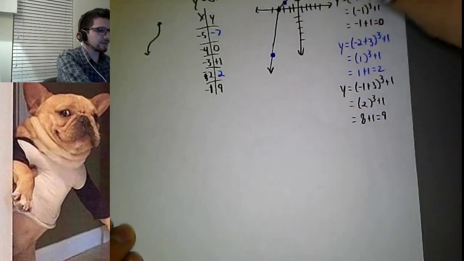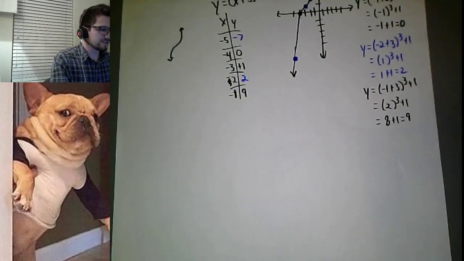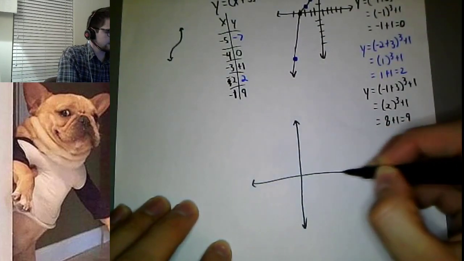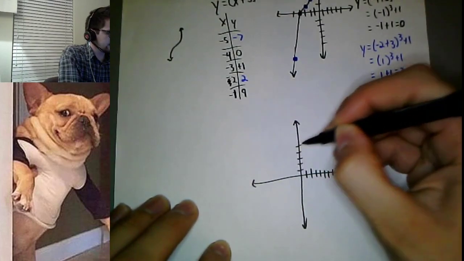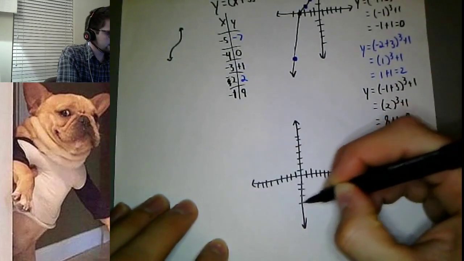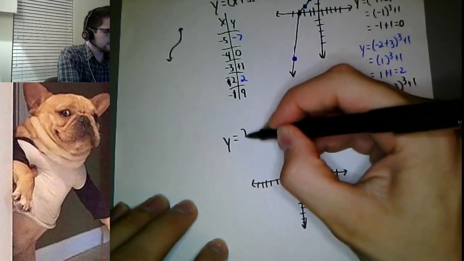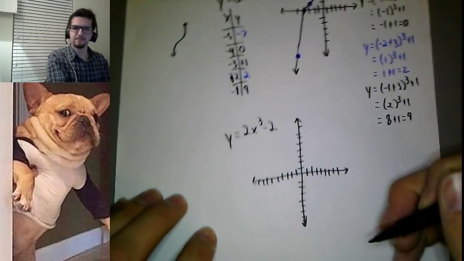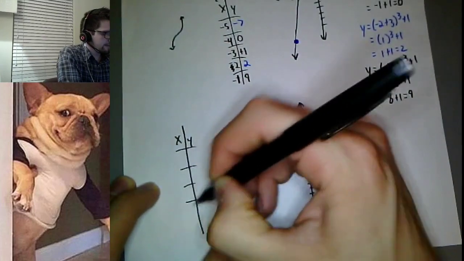This one including one of those awful stretches and shifts. Or, I'm sorry, stretches and compressions. One, two, three, four, five, six, seven, 8. I'm going to make it really big because I'm going to do a really big number. Let's do y equals 2x cubed minus 2. XY table. 1, 2, 3, 4.